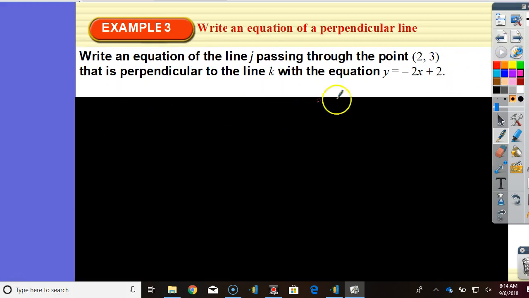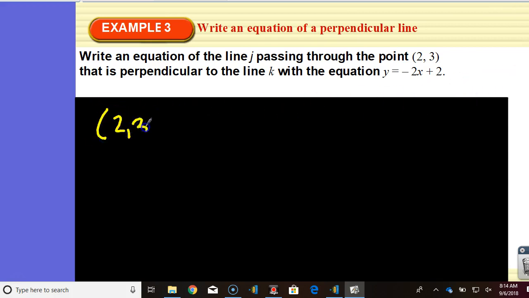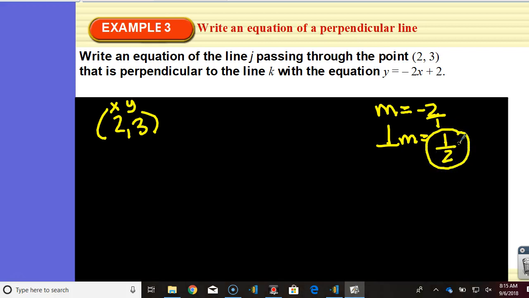Write the equation of the line J passing through the point 2, 3. It's your x and your y, perpendicular to this line. So this line has a slope of -2. So our perpendicular slope, instead of -2 over 1, we flip it and we do the opposite sign. So we're looking for a slope of 1/2. That's what we're working with.